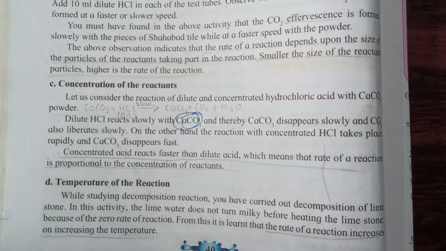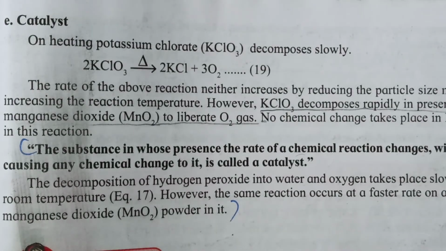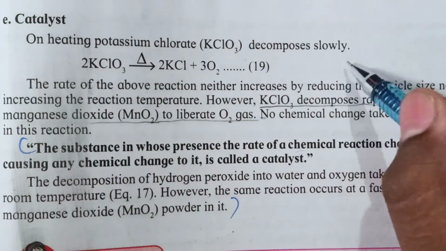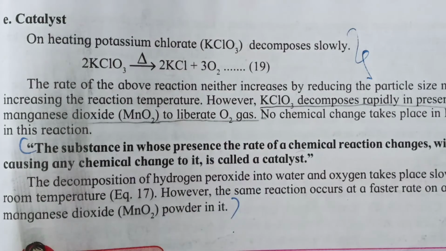Now let us move forward and learn the fifth one. The fifth one is the last and the most important one, which is the catalyst. First I'll show you this example and then I'll speak to you about it. On heating potassium chlorate, KClO3, it decomposes slowly. You can see this reaction. The rate of the above reaction neither increases by reducing the particle size nor by increasing the reaction temperature. However, KClO3 decomposes rapidly in the presence of manganese dioxide to liberate oxygen. No chemical change takes place in MnO2 in this reaction.